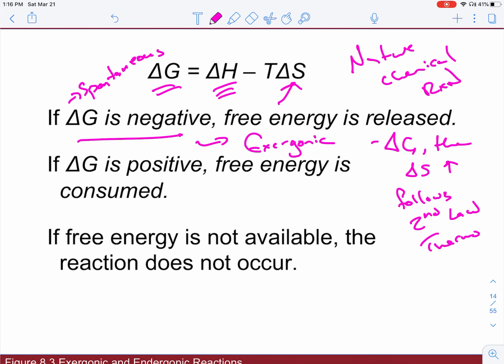On the flip side, if you have a positive delta G, then free energy is consumed, and that energy has to come from someplace. And so for this reaction to go forward, it must be coupled with an exergonic reaction.